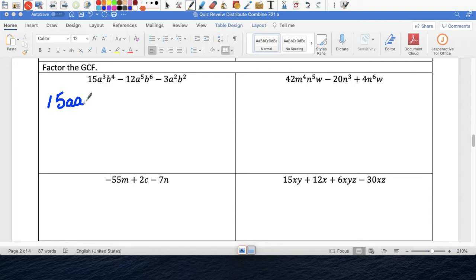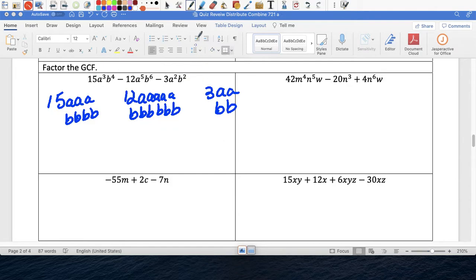15 A, B, B, B, B, if you want to. 12, there's 5 A's, 6 B's, 3, 4, 5, 6, 3. Eventually you won't need to do this because you'll see it, but outside the parentheses is what they have in common. So what do they have in common as far as the coefficients? 15, 12, 3. What is the greatest common factor? The greatest common factor between 15, 12, and 3 is just 3.